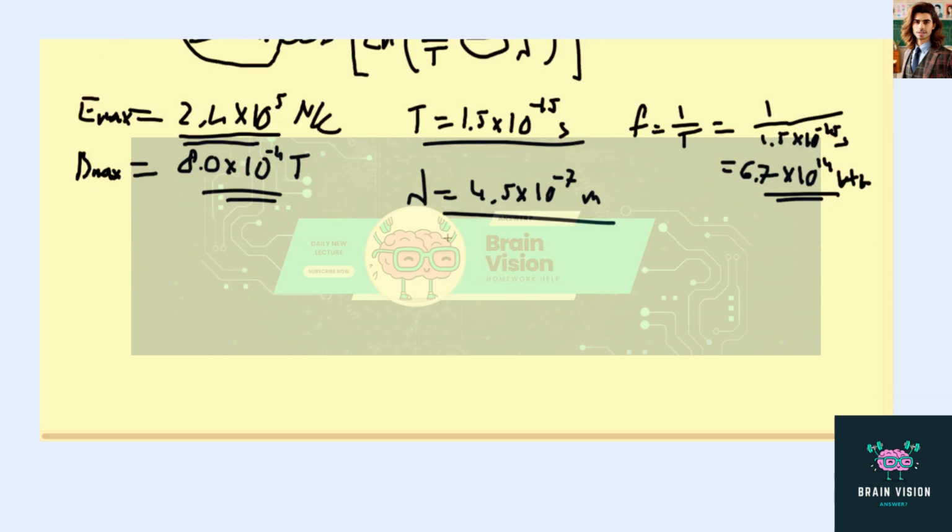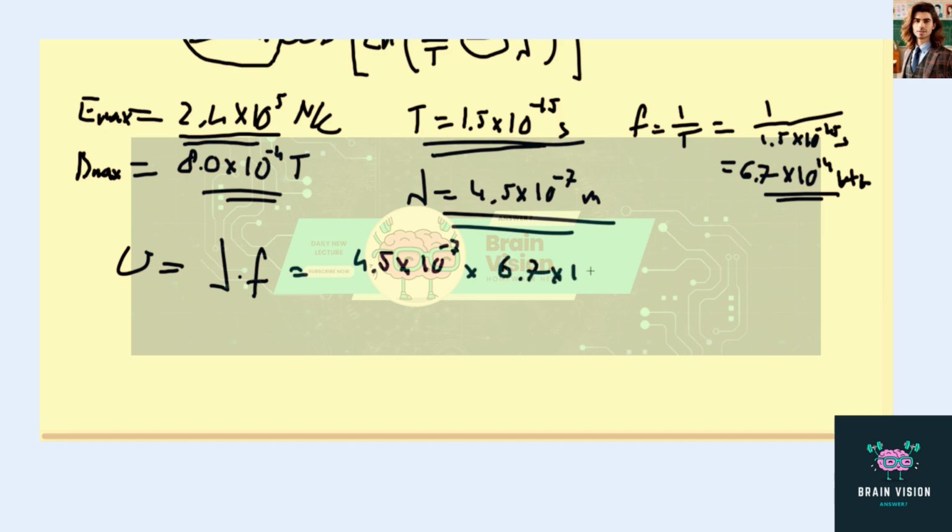Now, additionally, you can work out what the speed of the wave is, because you can multiply lambda with f. This is true for any wave. So if you do this, then you get 4.5 times 10 to the minus 7, times 6.7 times 10 to the 14, and this is roughly 3.0 times 10 to the 8 meters per second. So you know that it's traveling at the speed of light.